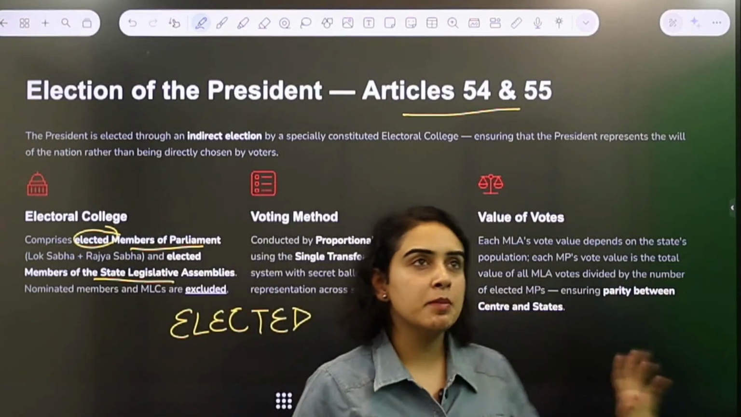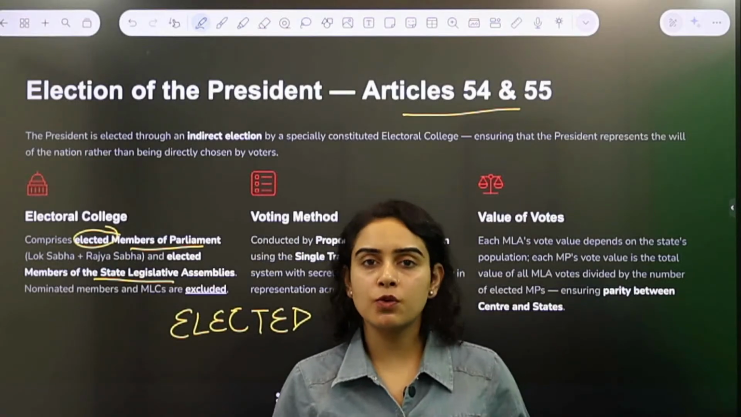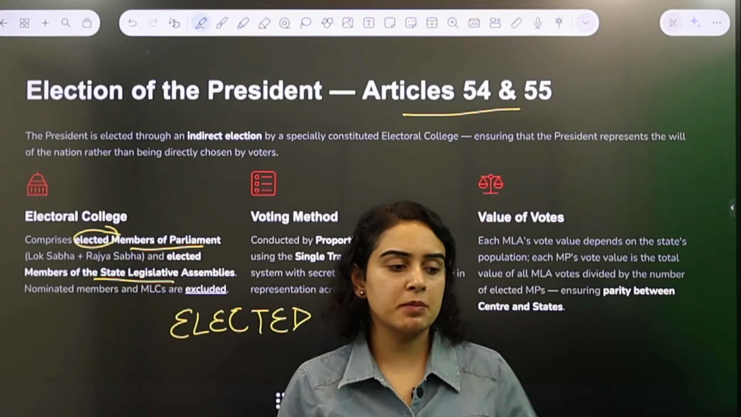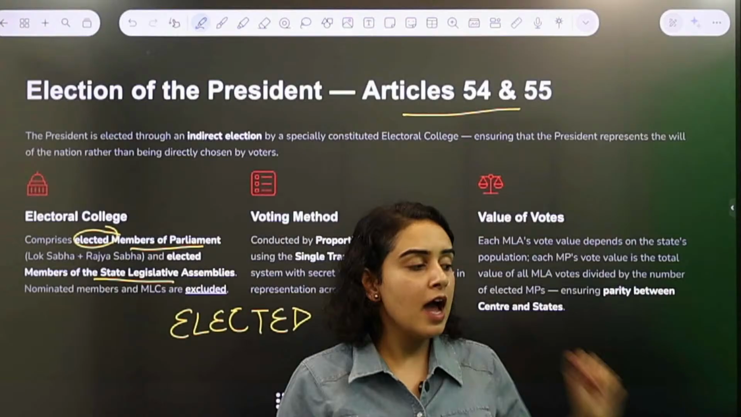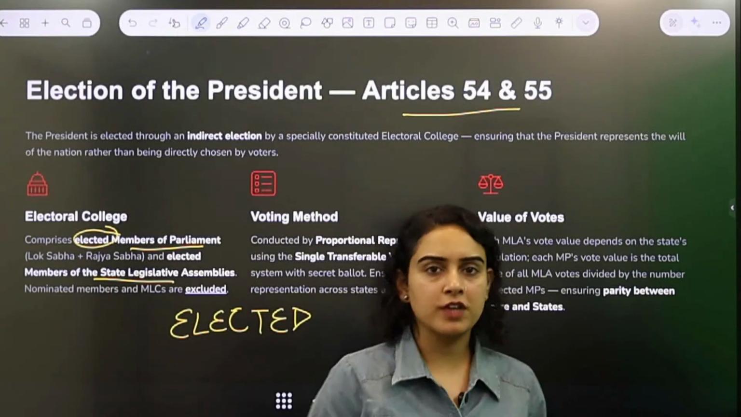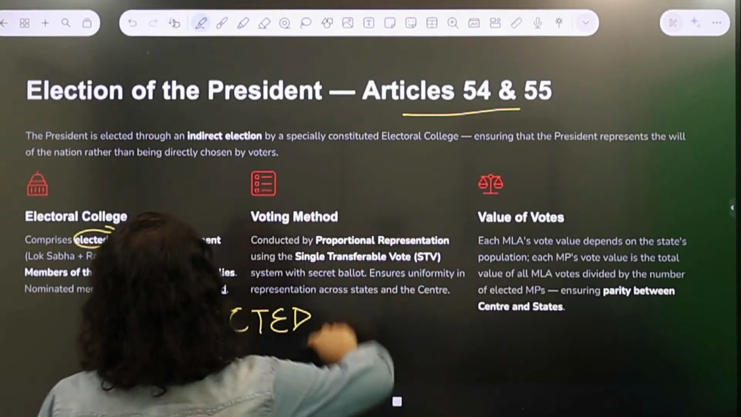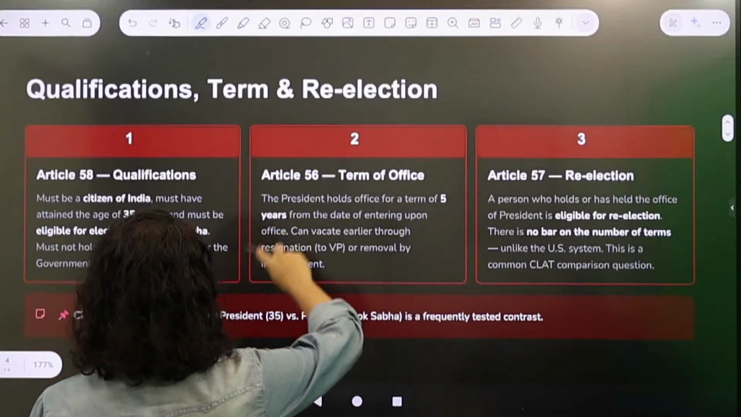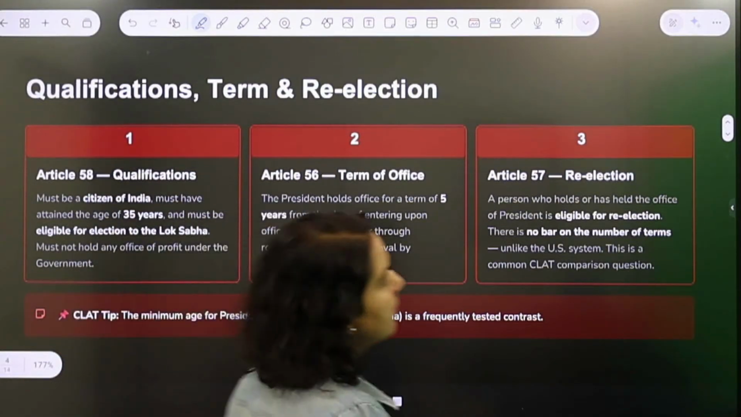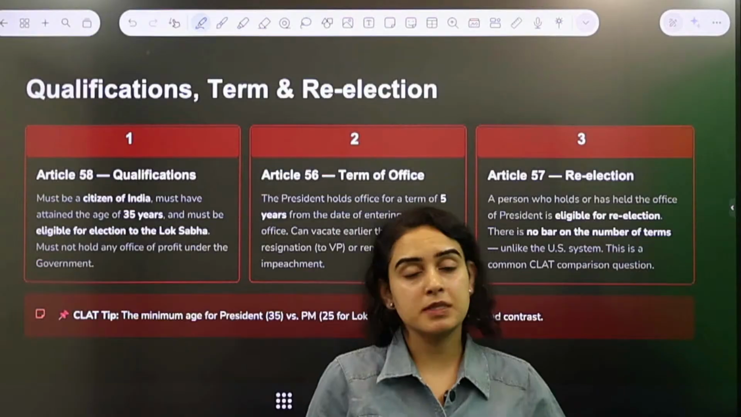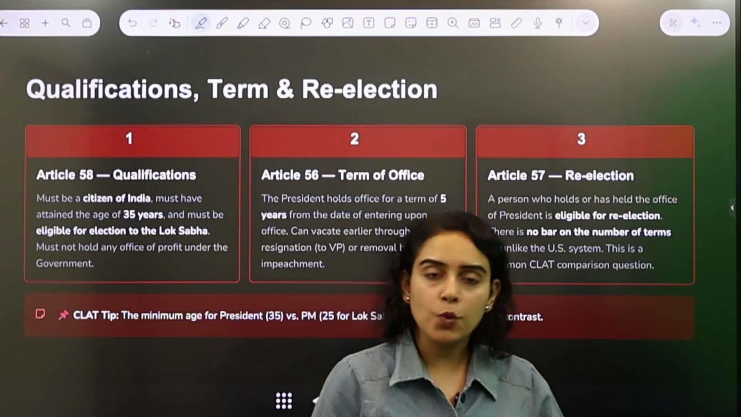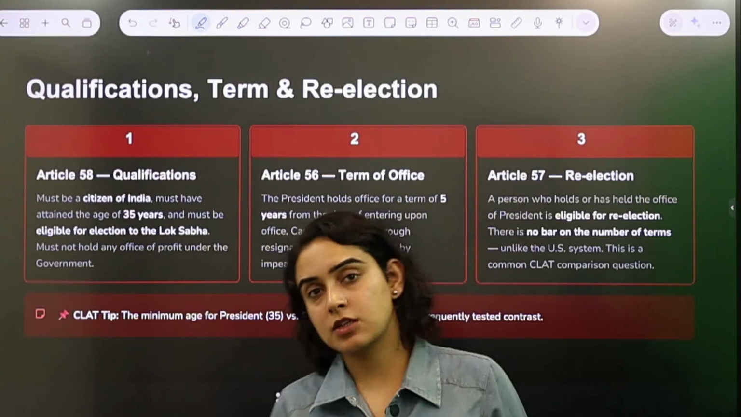Every MLA and every MP has a different value of vote, and it is dependent on the population. So it's the electoral college, which means the elected MPs and MLAs. Only they can vote and select who is going to be the president of India.